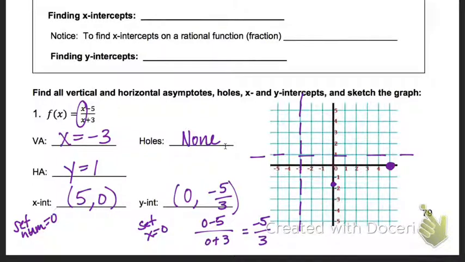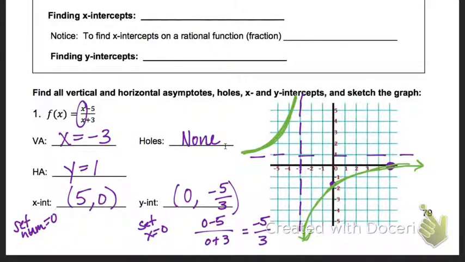So I'm just going to put a dot right here. Then I can connect the dots. And rational functions typically go in opposite quadrants. Unless I tell you otherwise, or unless you find another point, you're going to assume it's in the opposite quadrant. So I'm going to draw it up here.